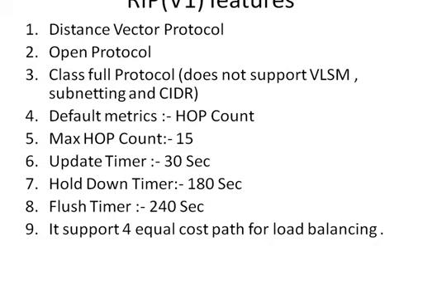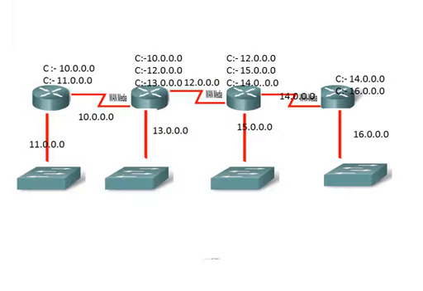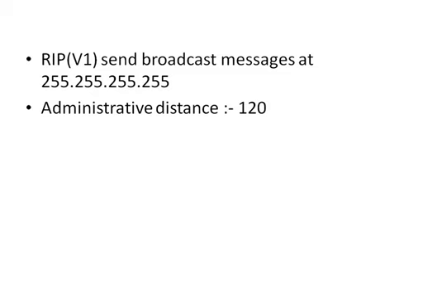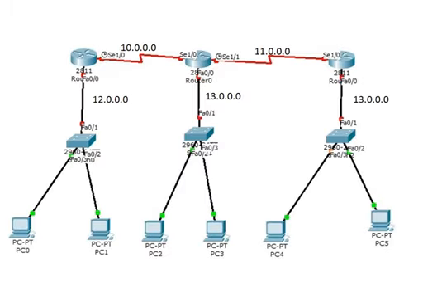Last point, it supports equal cost paths for load balancing. RIP can use 4 equal cost paths. What is the cost? Hop count. So if RIP finds 4 paths of the same cost, it will use all 4 paths for load balancing purposes. To update the neighbor, it uses a broadcast message, that is 255.255.255.255, and the administrative distance is 120. So let's do some basic configuration.